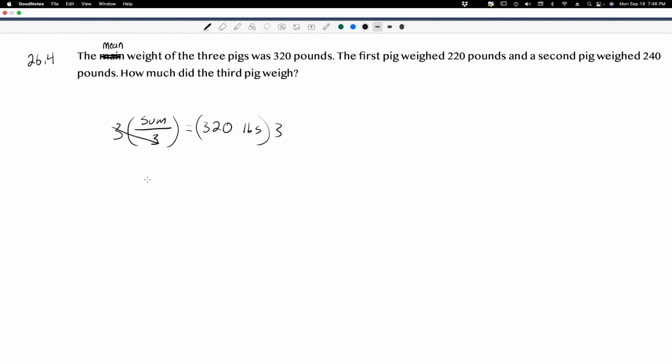All right, so now that we know the total of all 3 pigs, we can subtract the first 2 weights. So 960 minus the first pig was 220. That was pig number 1. So that's 0, that's 4, and that is 7. So now we have the other 2, pig number 2 and pig number 3 together, are going to be 740 pounds. So now we're going to subtract the weight of the second pig, 240 pounds. That's the second pig.